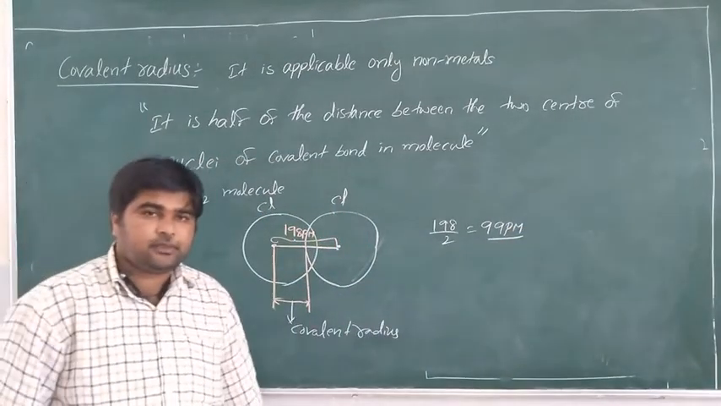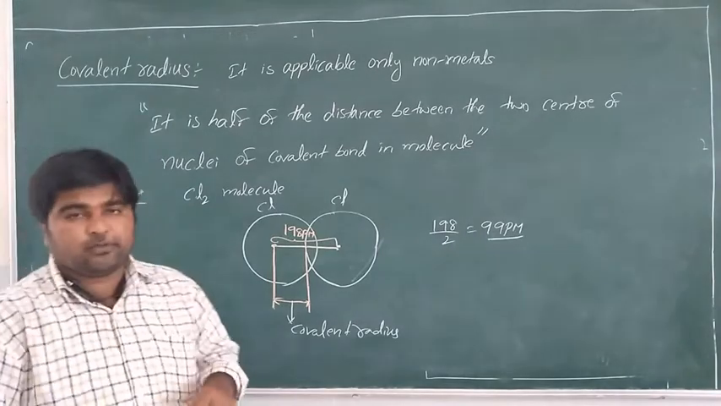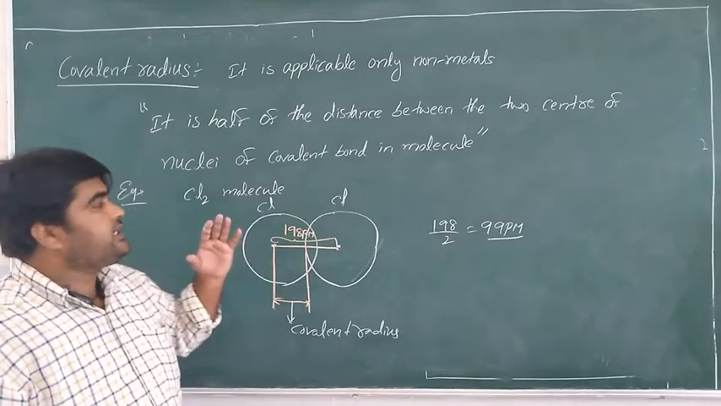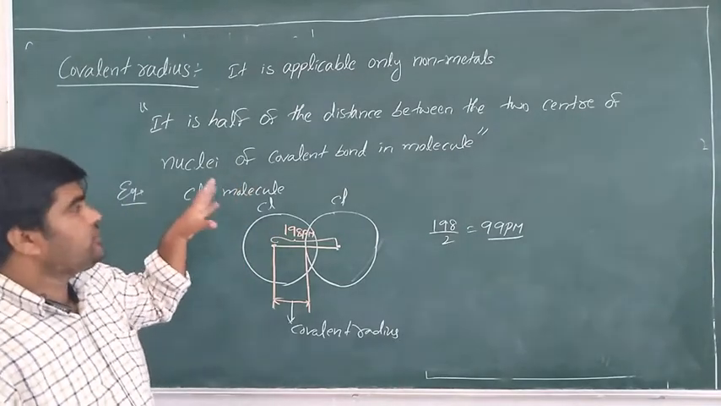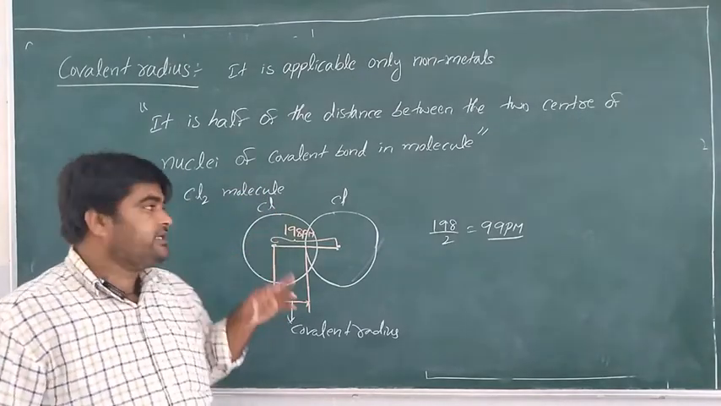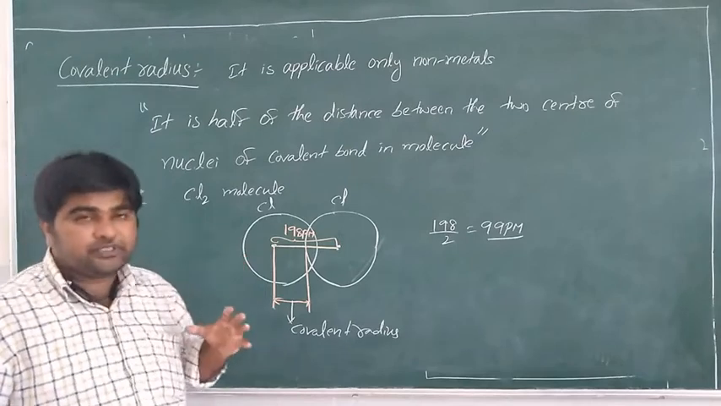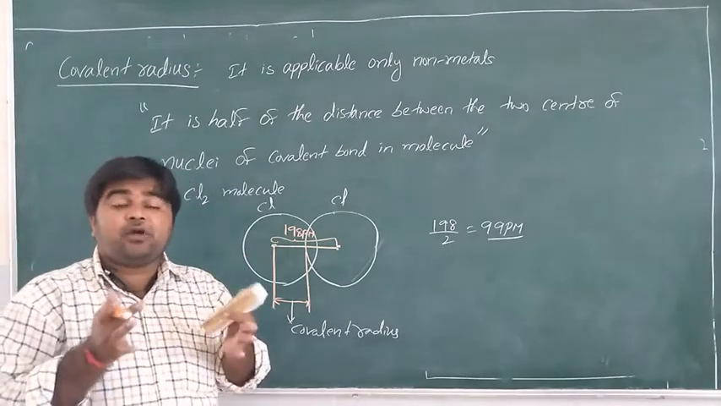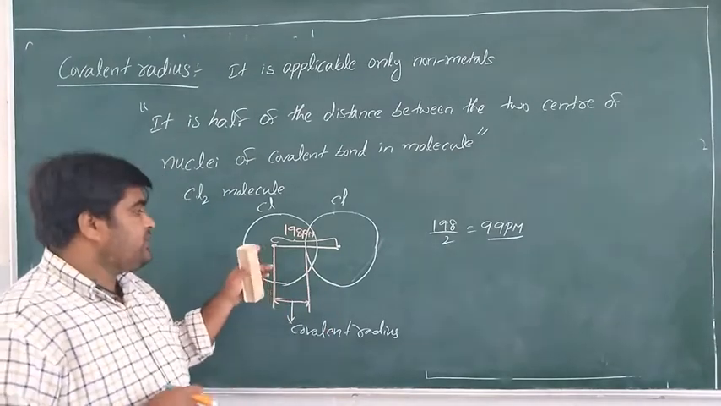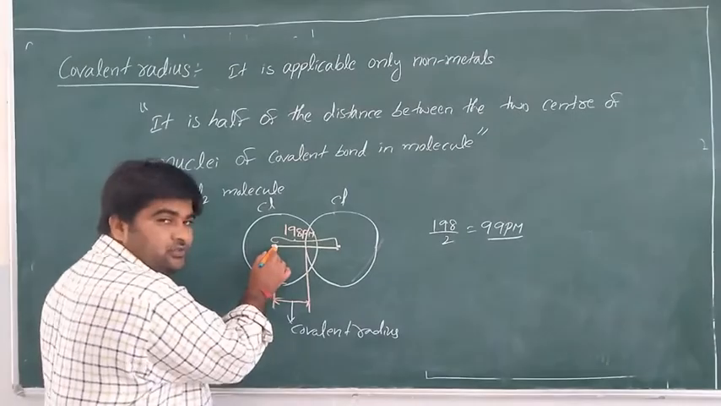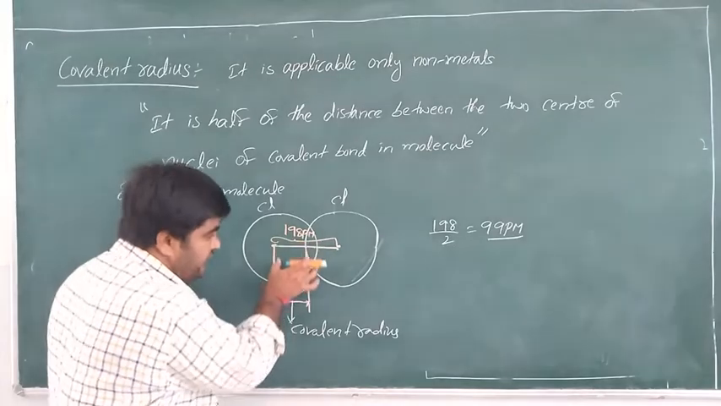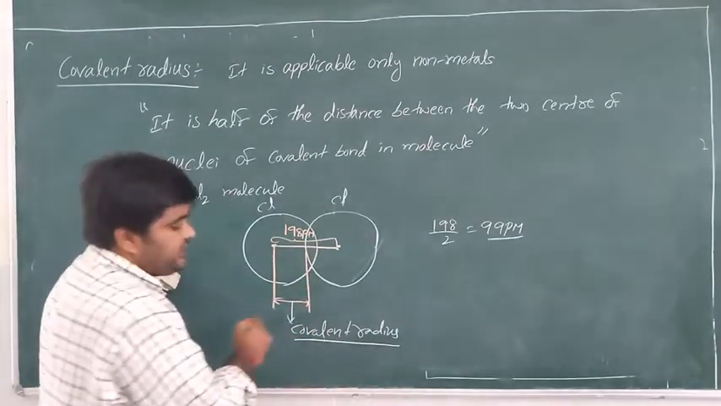Is it clear? What is the covalent radius? It is applicable only to non-metals. It is half of the distance between the two centers of the nuclei of covalently bonded atoms in a molecule. Covalent bond means sharing of electrons between the atoms. This nucleus to this nucleus distance, nucleus means protons and neutrons, is 198. Exactly half of that is called covalent radius.